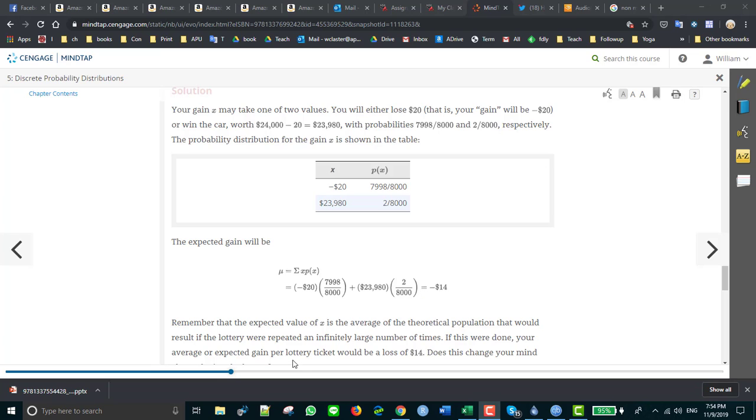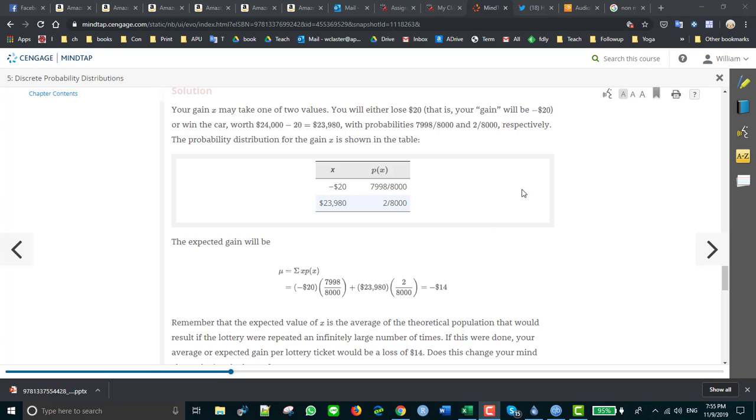They said, remember that the expected value of x is the average or theoretical population that would result if the lottery were repeated an infinitely large number of times. So in other words, if we played the game, we bought 2 tickets, and then we played the game again. The same structure, but a different lottery, but it had the same payouts. So when we bought 2 tickets, then we did it again and again and again.